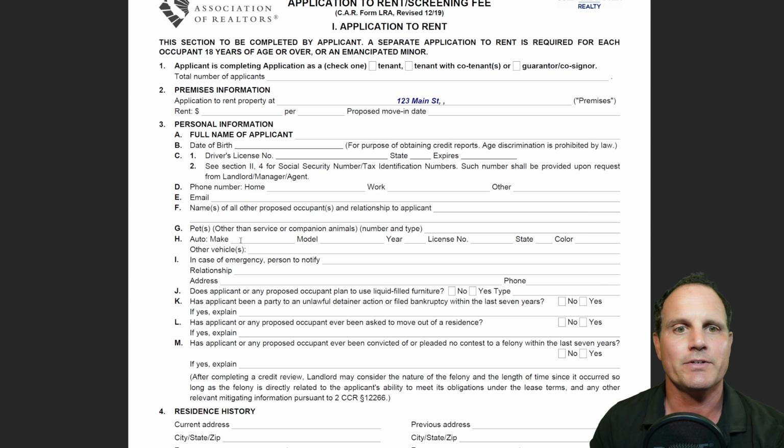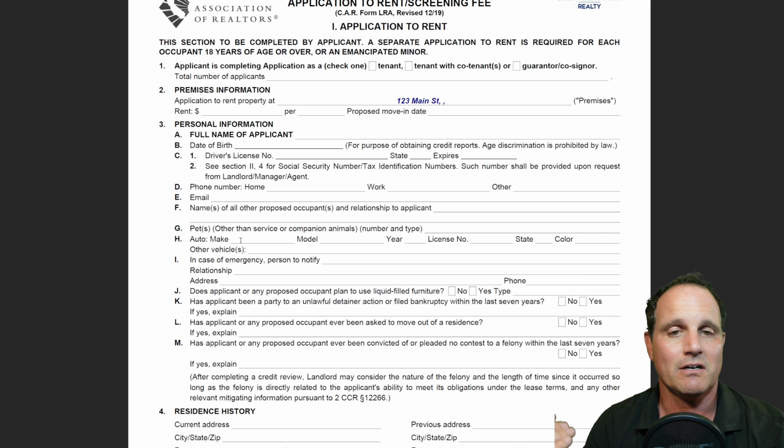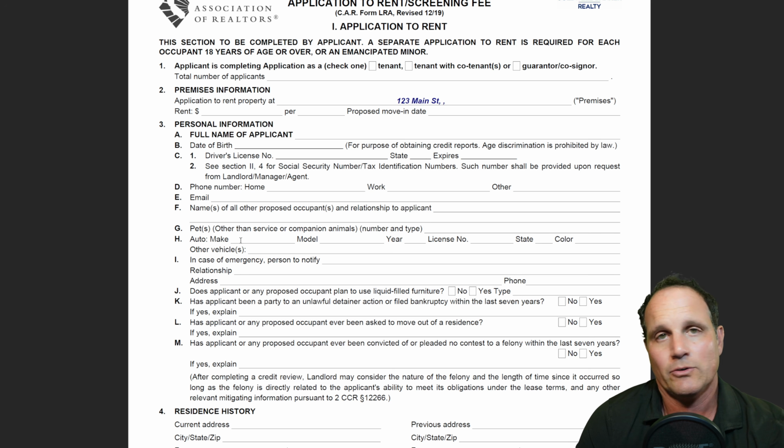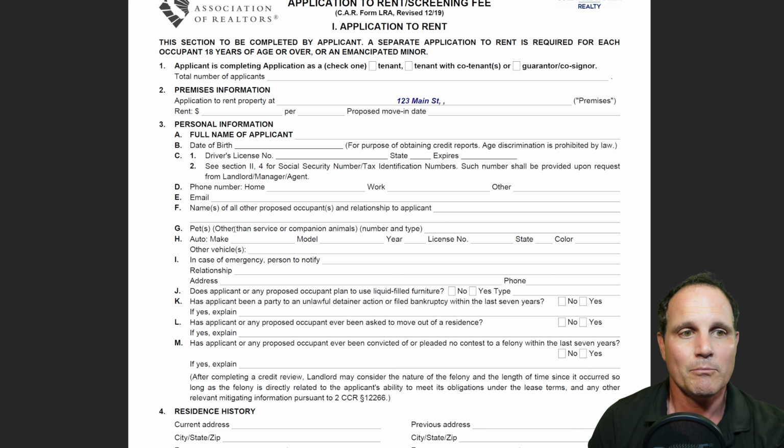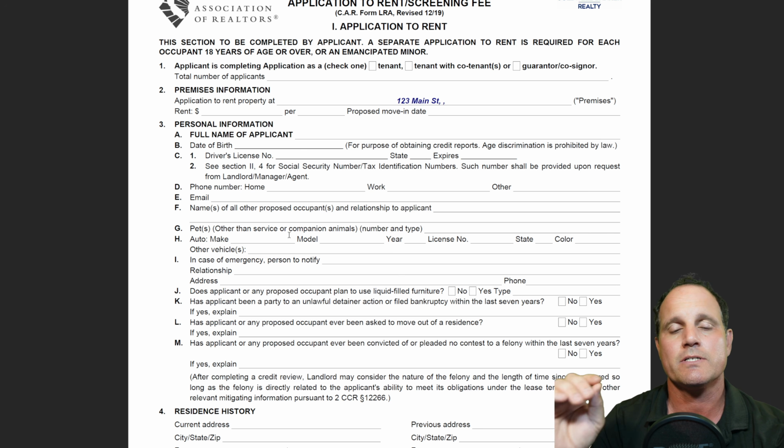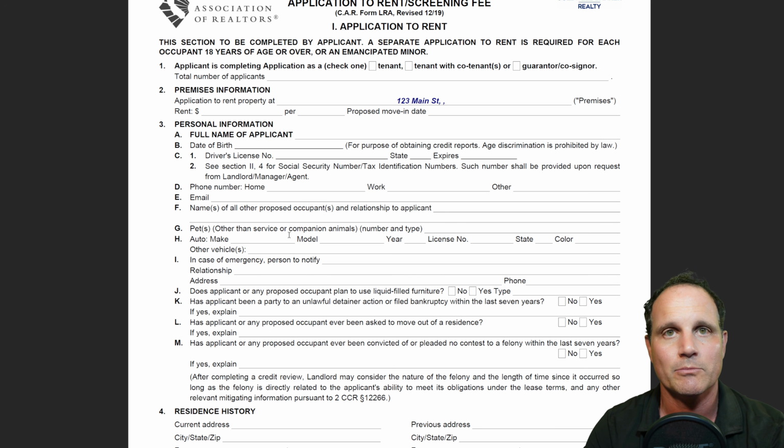Then the names of the proposed occupants and the relationship to the applicant. This also is another area where a landlord can't discriminate. If folks aren't married, a landlord can't discriminate. And if folks are married and have kids, for instance, a landlord can't discriminate. Moving on to pets, other than service or companion animals, emotional support animals, those are not considered pets, but you still let the landlord know that you do indeed have one.